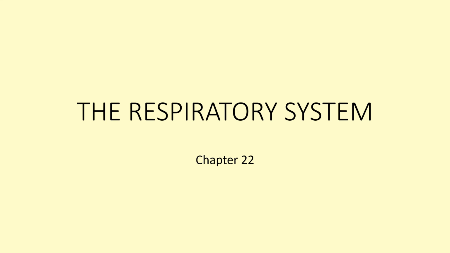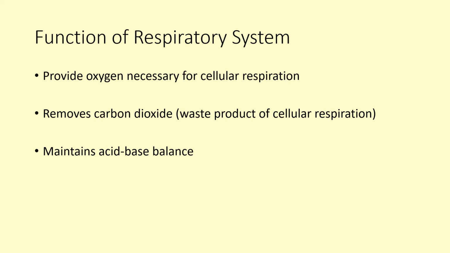This is the respiratory system, which is chapter 22. The overall function of the respiratory system is to provide oxygen that's needed for cellular respiration, which in turn provides energy for the cell. In that process of cellular respiration, a waste product is carbon dioxide, CO2. And so the respiratory system also functions to get rid of that carbon dioxide. If levels get too high, it does become toxic, so it has to be removed.